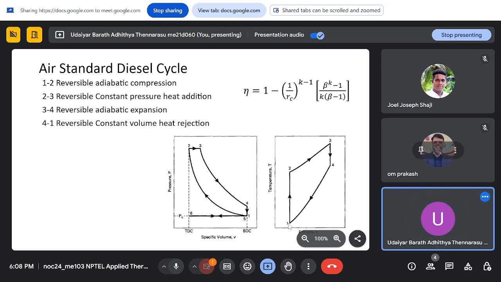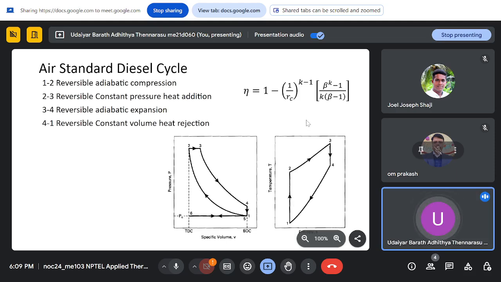So here again, in the TS diagram, this is how the process will look. So again there are 4 processes. Here two are adiabatic, one is adiabatic expansion and one is adiabatic compression, and the other two are constant pressure heat addition and constant volume heat rejection. So here 1 to 2 you are compressing it adiabatically, then 2 to 3 is isobar, so constant pressure heat addition. 3 to 4 is an adiabatic, isentropic expansion. 4 to 1 is again a constant volume, so isochoric heat rejection.